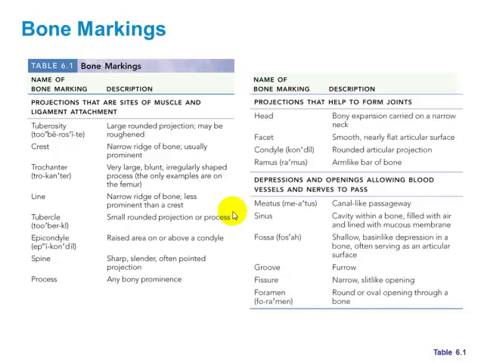We also can have a line. Now, if you compare a crest to a line, they look very similar. A line is less pronounced. There is also a tubercle, and a tubercle is a smaller type of rounded projection or process than a tuberosity. There's also an epicondyle, epi meaning above, so this is above the condyle. We'll see that the condyle is going to be part of a joint. So an epicondyle is where we have a raised area above a condyle.